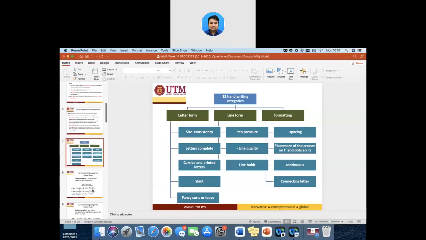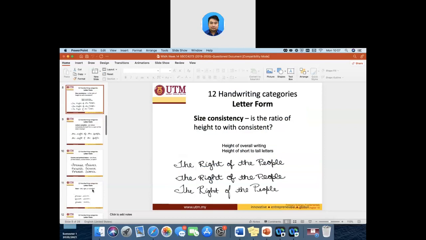Alright, so now we are going to look into each of the characteristics. Okay, size consistency. So now we are going to look at the right of the people. For example, kita tengok perkataan ni, the right of the people. Okay, so you would see whether there is consistency. For example, kalau you tengok R ini, huruf R besar. Okay, the first one, the second one might look the same. Okay, tapi usually you need to measure lah. You need to measure in terms of berapakah ketinggian R ini dan berapakah ketinggian R ini. Sama ada both R's dia consistent tak in terms of the ratio.